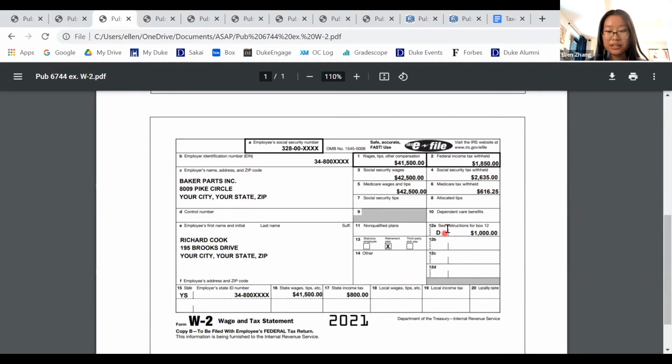So it's very important to know which codes show up on your W-2, what that means for your withholdings and your overall wages. And then we see down here in the state section that Richard does have state income tax withheld, unlike Wilma in the previous example. Does anyone have any questions about the W-2 form before I move on to another type of income?